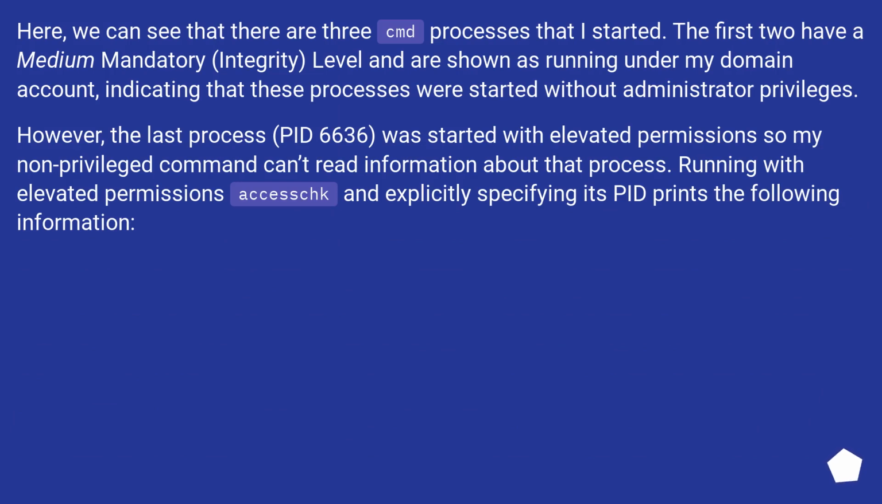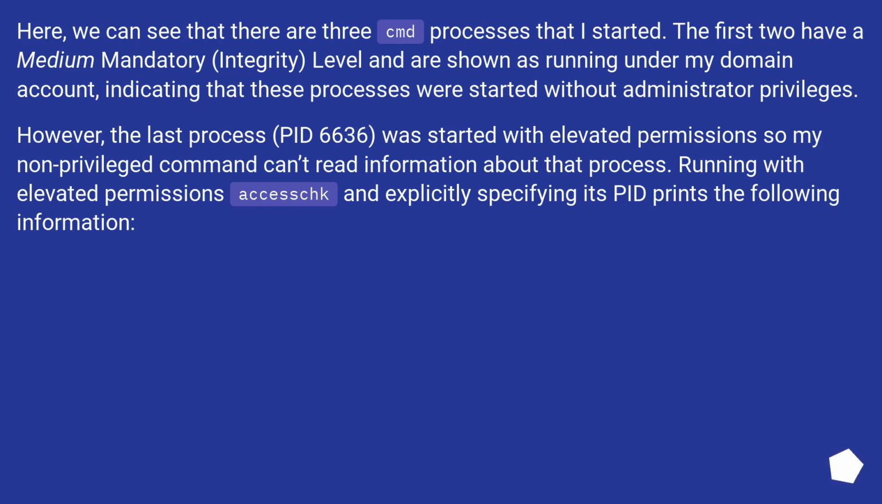Here, we can see that there are 3 cmd processes that I started. The first 2 have a medium mandatory integrity level and are shown as running under my domain account, indicating that these processes were started without administrator privileges. However, the last process, PID 6636, was started with elevated permissions, so my non-privileged command can't read information about that process.